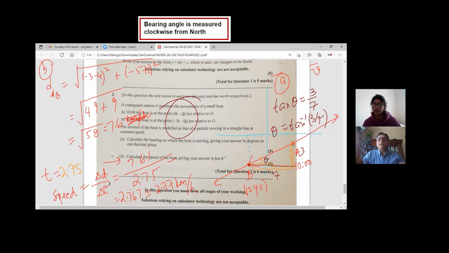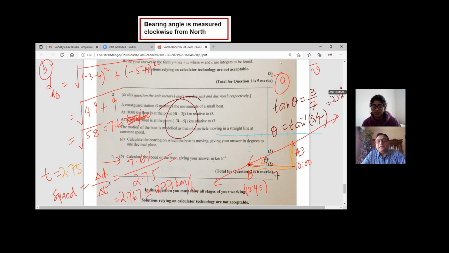0.404. Okay. No, degrees. I've been working in school in radians. I think they expect you in degrees, right? Yeah, they do. Sorry, my bad. Yeah. 23.19. Okay. So 23.2 degrees.